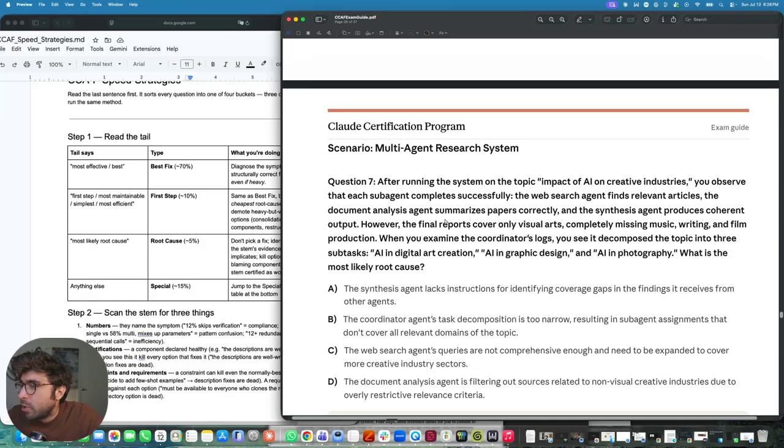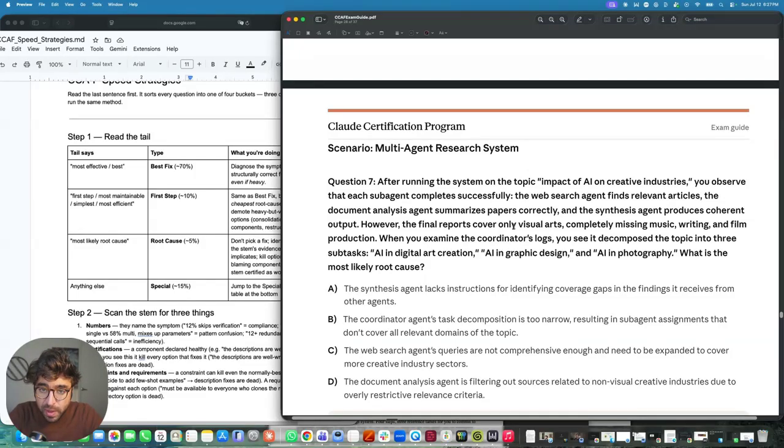And so as we continue to read, it says, however, the final report covers only visual arts, completely missing music, writing, and film production. Okay, so that is the thing that went wrong. That's our symptom right there. And then when you examine the coordinator's logs, you see it decomposed the topic into 3 subtasks. Okay, it says AI and digital art creation, AI and graphic design, AI and photography. That looks a lot like evidence right there. Those seem like 3 very specific categories that the coordinator had decided to break this down into.